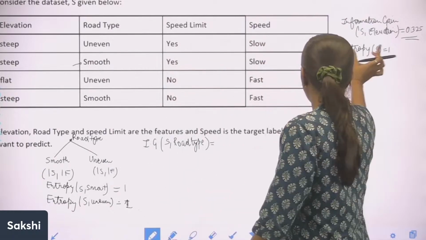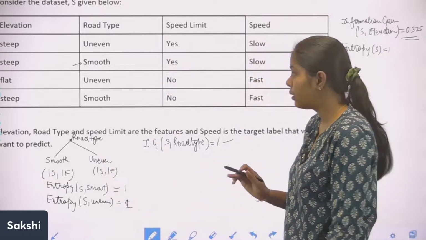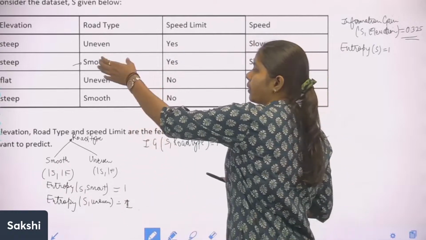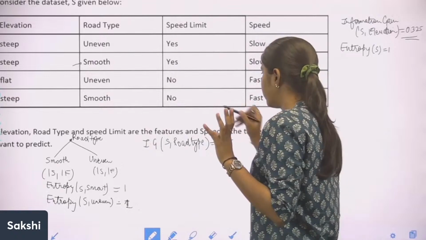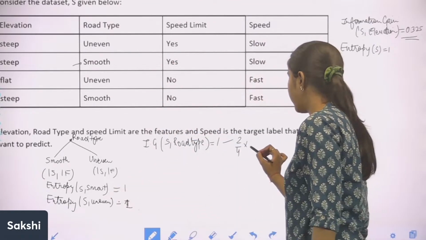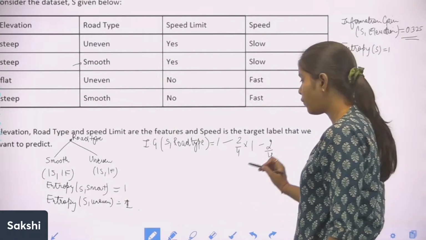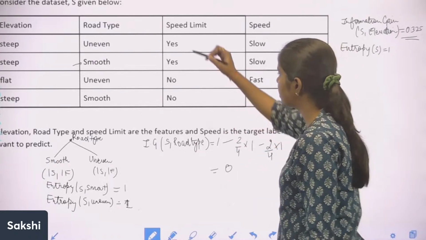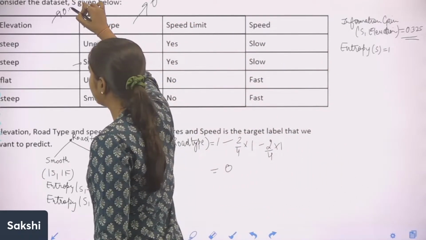What it would be? Entropy of the whole table, that means 1 minus all the entropy, right? Or you can say that how many values we have for uneven. Let's talk about one by one. Let's talk about smooth and uneven. I have two values. Your feature road type is taking. So let's talk about smooth. We have two values out of 4, 2 by 4, and for smooth we are getting entropy as 1. Again for uneven we have two values out of 4 and we are getting entropy as 1. So on solving you would get this value as 0. So that means for this road type you get the information gain 0. For this elevation thing we get the information gain 0.325.